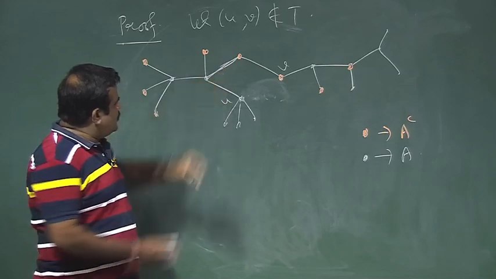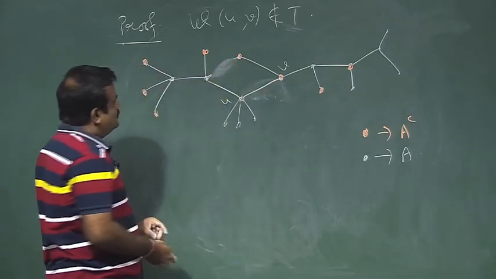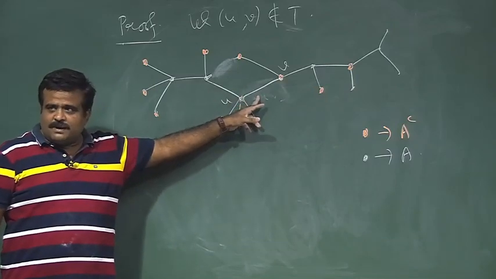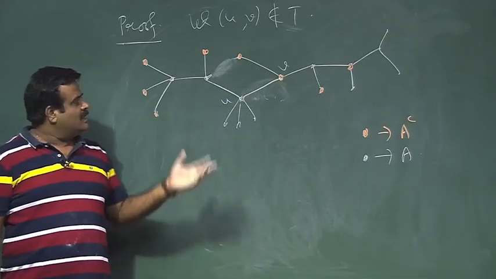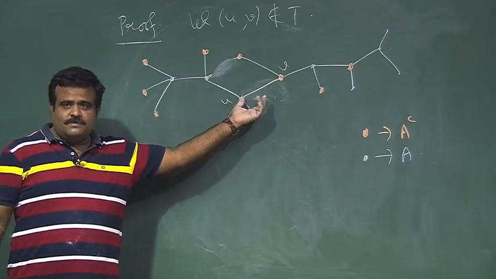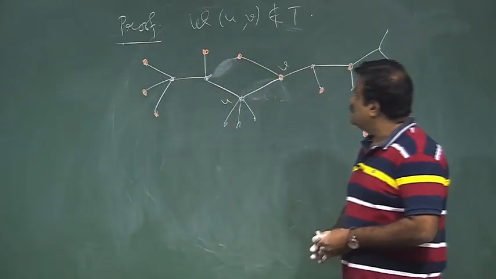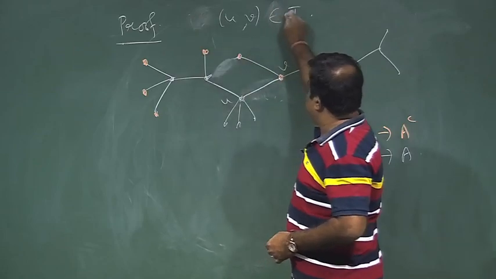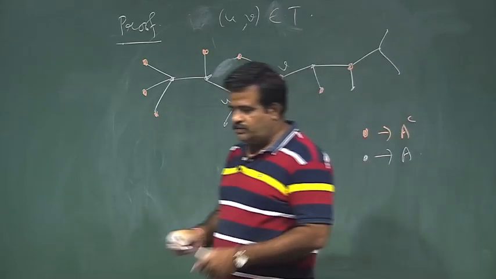So, instead of this, if you take this edge and remove that edge, then this is also a spanning tree, and its weight is smaller, because this is the minimum bridge edge. So, that contradicts the fact that the weight is minimum. So, it is a contradiction. So, in the minimum spanning tree, this edge has to be there. This is the way we prove this by contradiction.